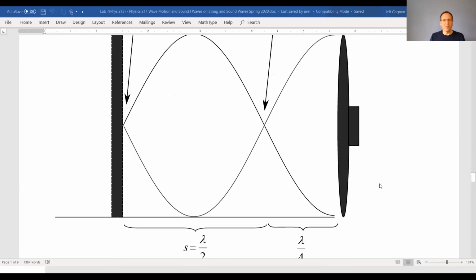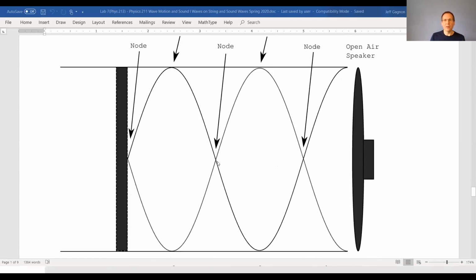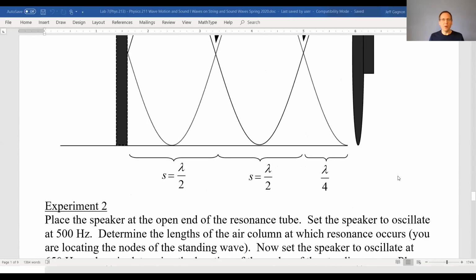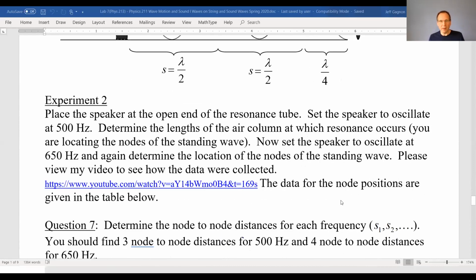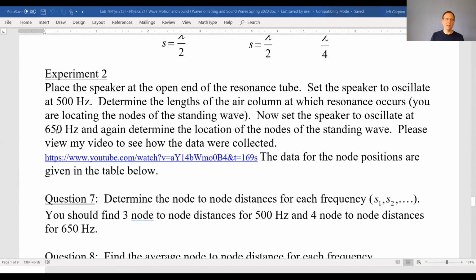So again, the goal is to figure out exactly where all those nodes are. So what you want to do is you want to watch my video. I do this for both 500 hertz and 650 hertz. And I explain how the data was collected, how I figured out where those particular nodes are. So this would be the link to that video.